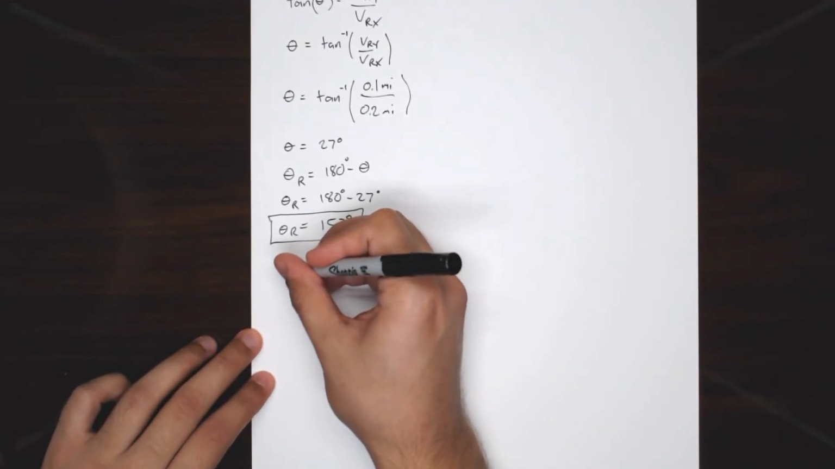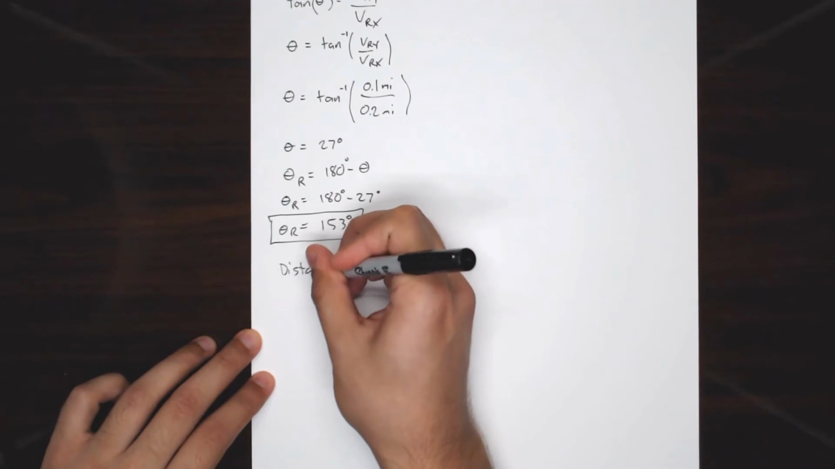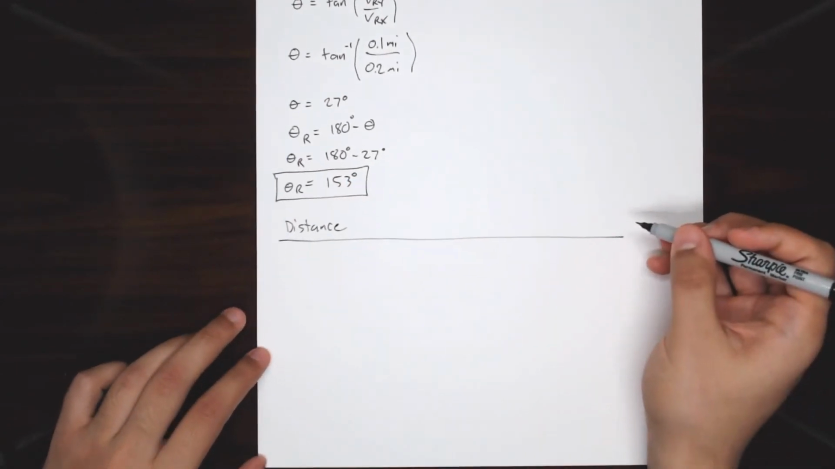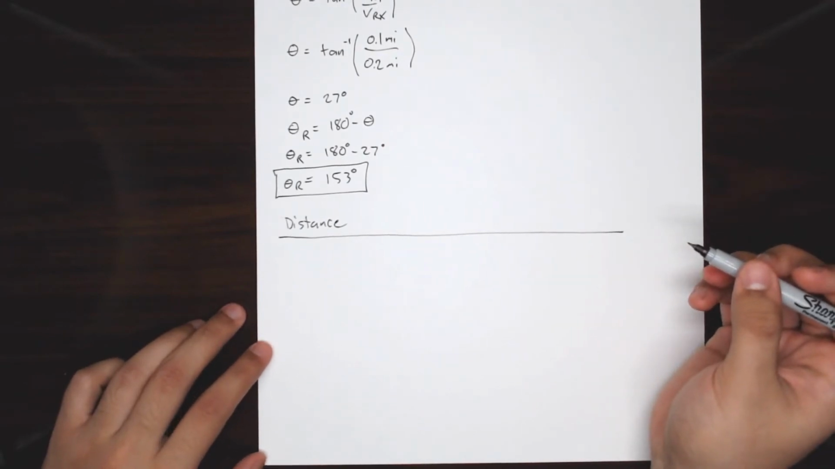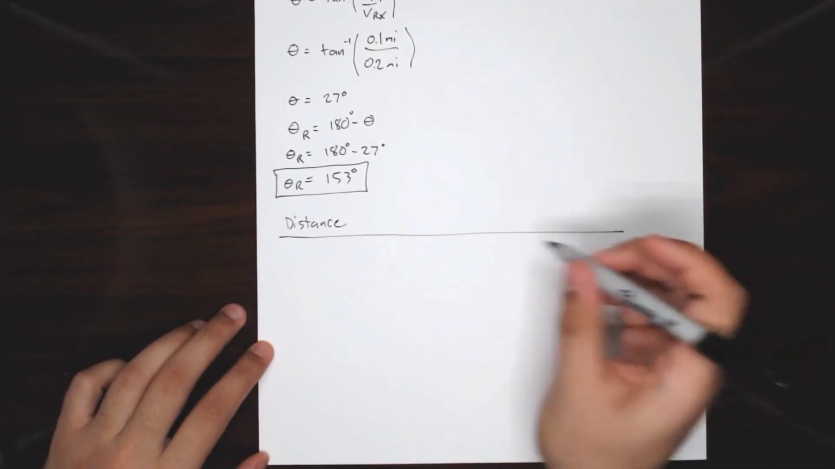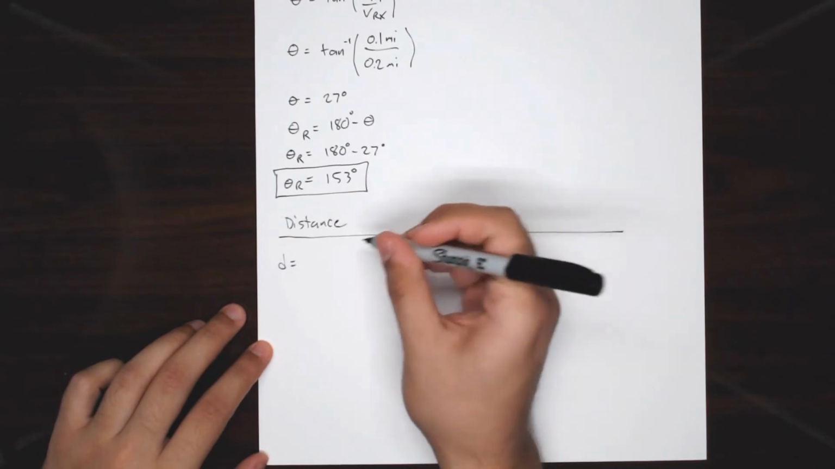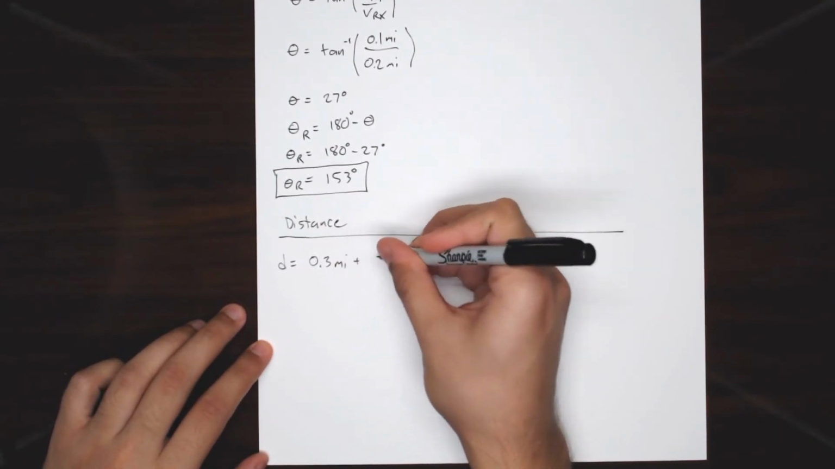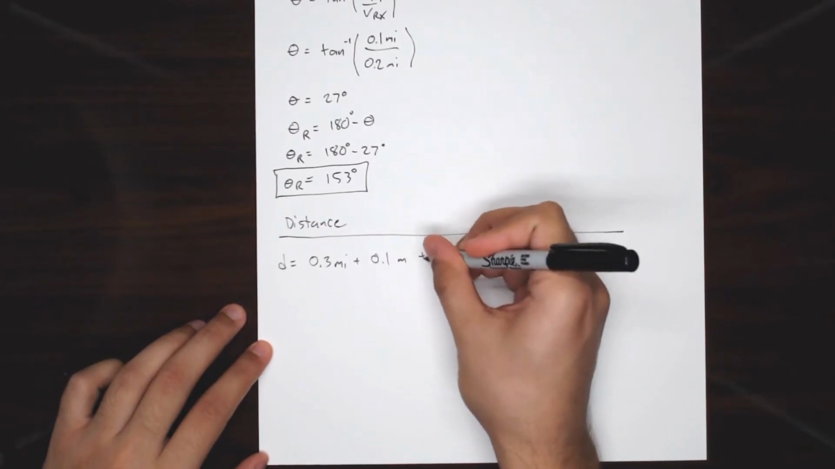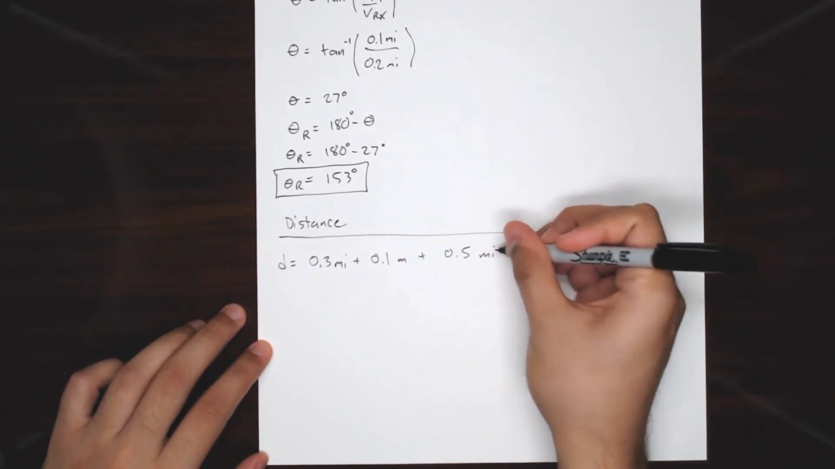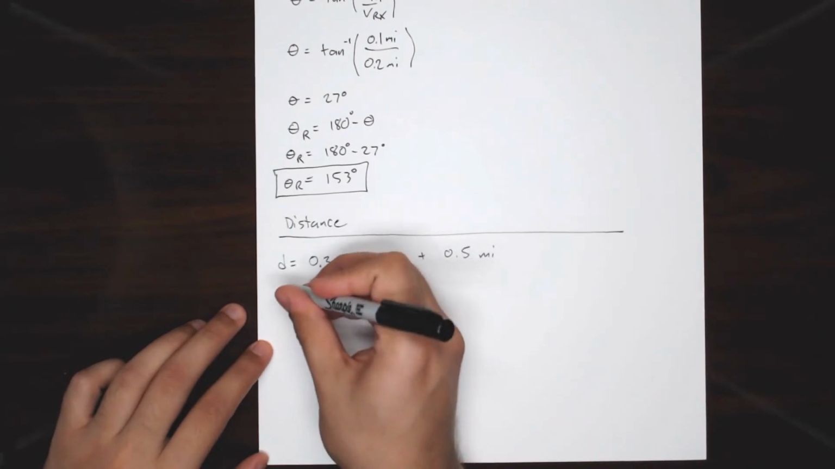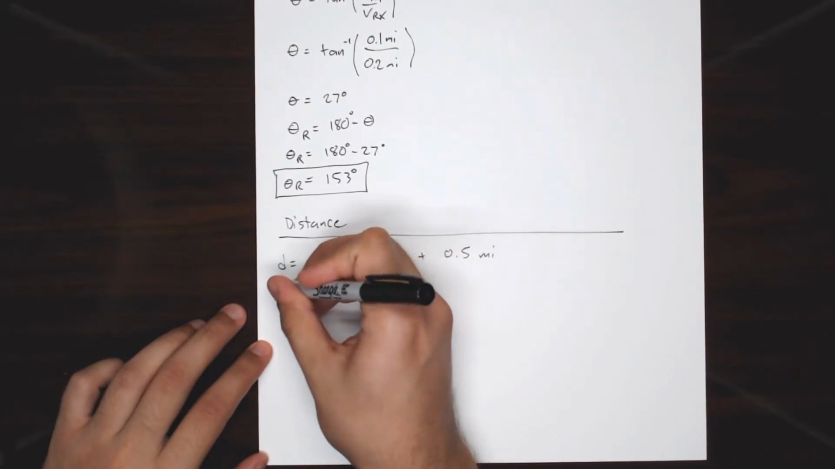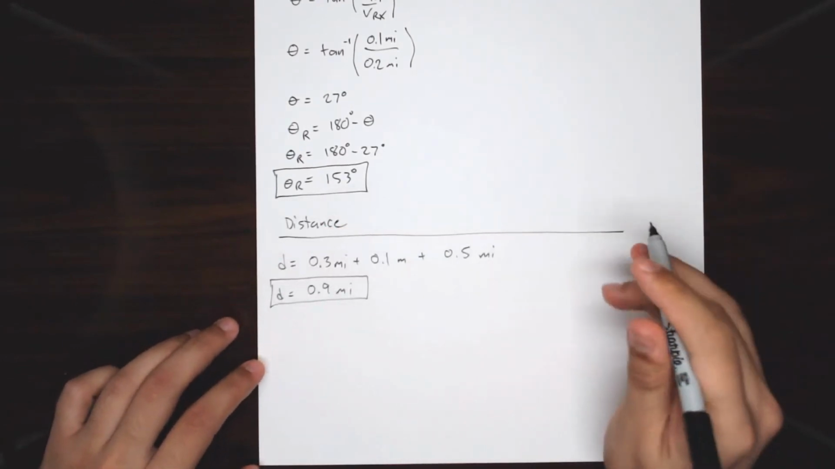Okay, so now the last section we're going to have is going to be the distance, like the total distance that's been traveled by the walker. And so to get the distance, we're actually going to end up adding the magnitudes of all the displacement vectors. So distance will just be equal to 0.3 miles, that was the v1 magnitude, plus 0.1 miles, plus 0.5 miles. Here we're completely ignoring their directions, we're just adding their magnitudes. That total will be 0.9 miles.